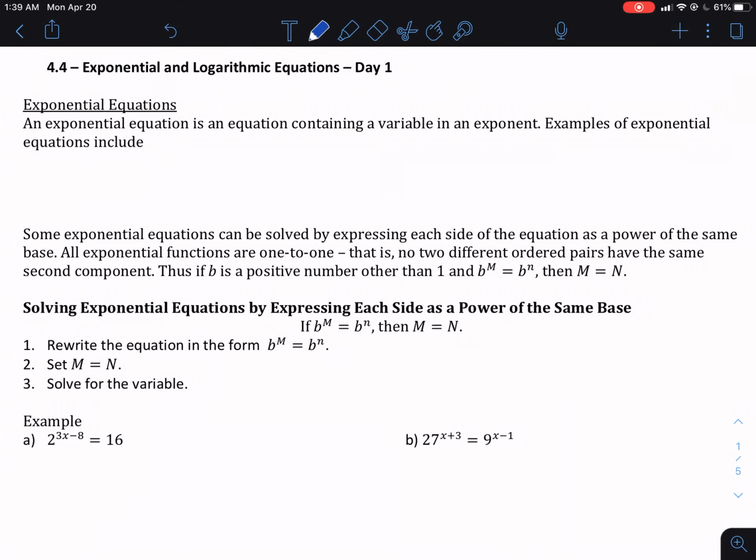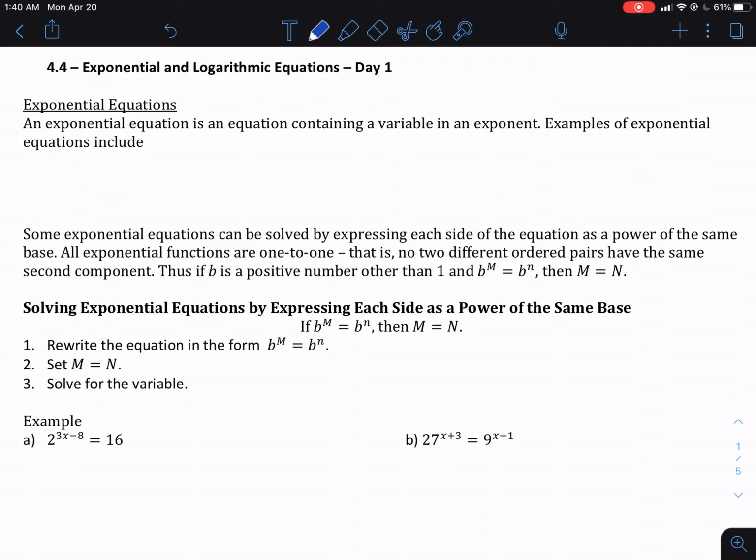Okay, so this week we're going to look at 4.4 exponential and logarithmic equations. So on your notes it says day 1. We're going to do both in the same week. So first we're going to look at exponential equations. An exponential equation is an equation containing a variable and an exponent.